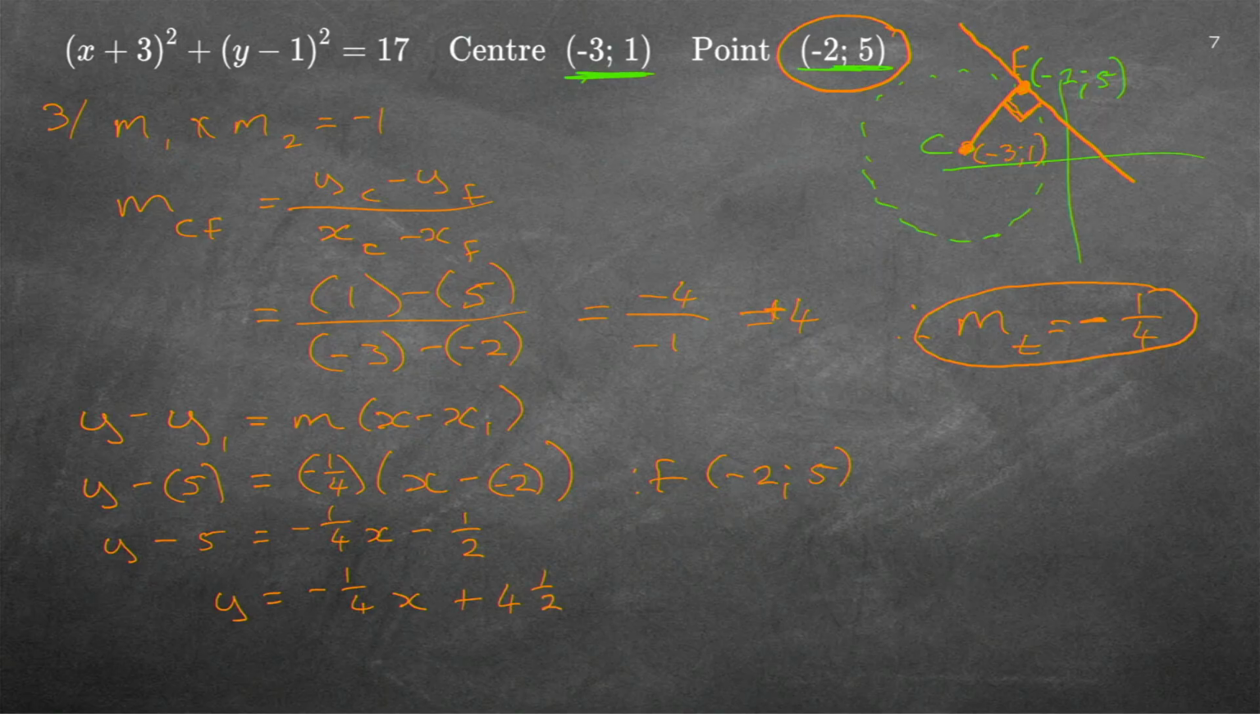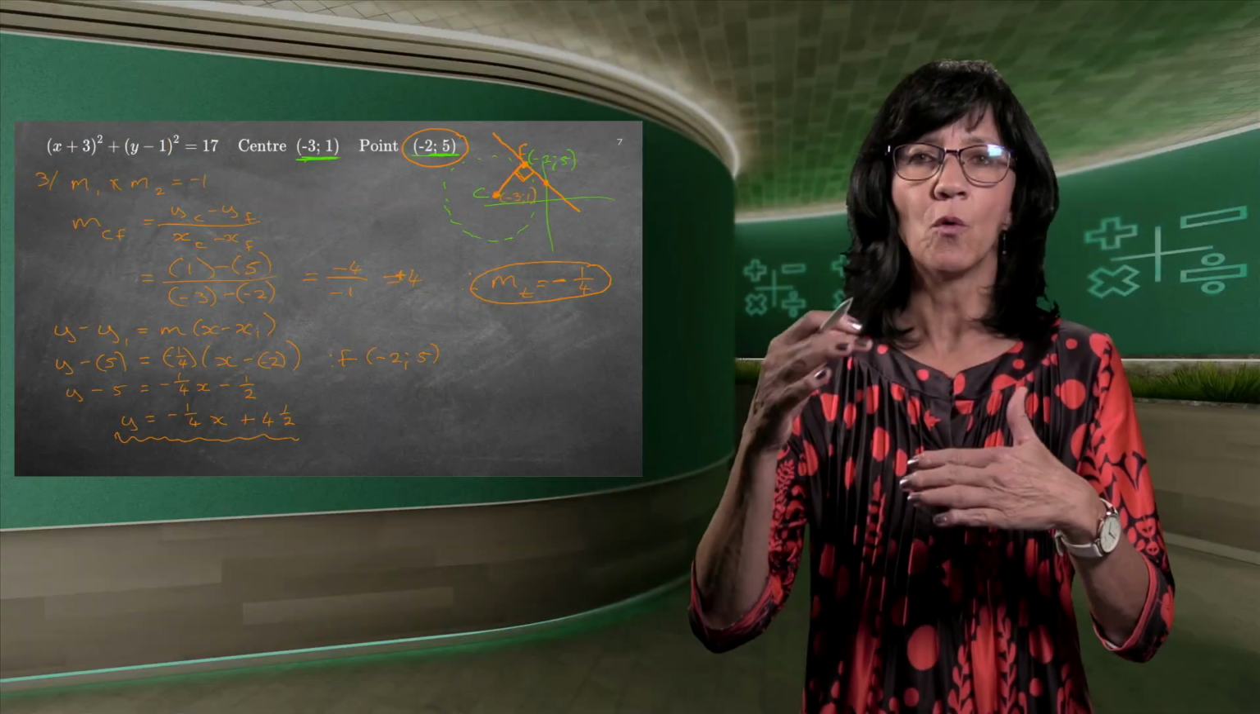And if you check your sketch there, remember it's not drawn to scale at all, but it is possible that that y-intercept could be 4.5. So there is my equation of my tangent. That is what they asked. I've gone through all 5 steps.